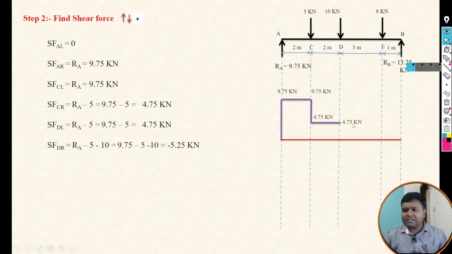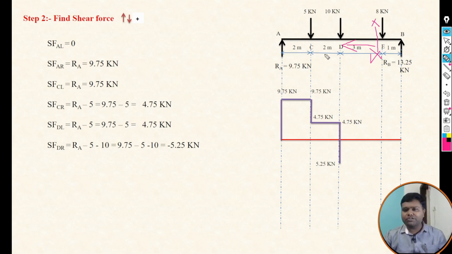It means the shear force diagram goes down below the baseline. If the value is minus, we have to consider that value below the baseline. So the shear force diagram will suddenly drop and come down. Likewise, up to D right we have calculated. Then calculate the shear force at E left: again take the section on E left and focus on the left of that particular section.